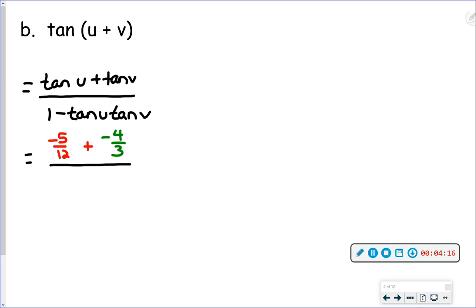And I'm going to replace those same values in the bottom. You still have the 1 and the minus. Tan of u, that was our -5/12. We're multiplying, of course, before we subtract. That's why I put the negative in parentheses. And then tan of v.